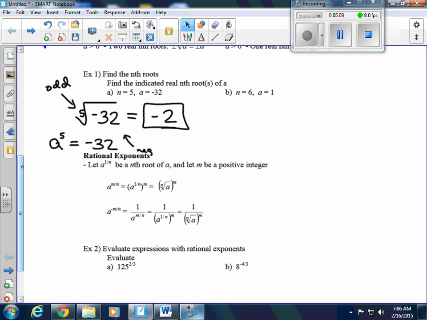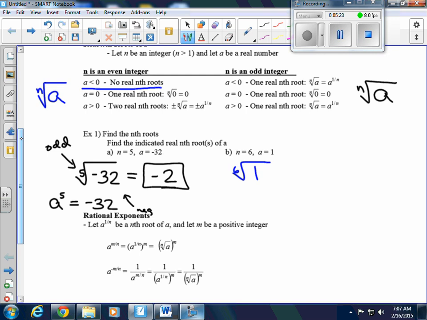So let's go to the next one where the index number is 6. If the index number is 6, that's even, and a is 1, which is positive. If we look back up here, we have even and positive. So we're in that situation. We're going to have two solutions. So this is going to be plus or minus 1.